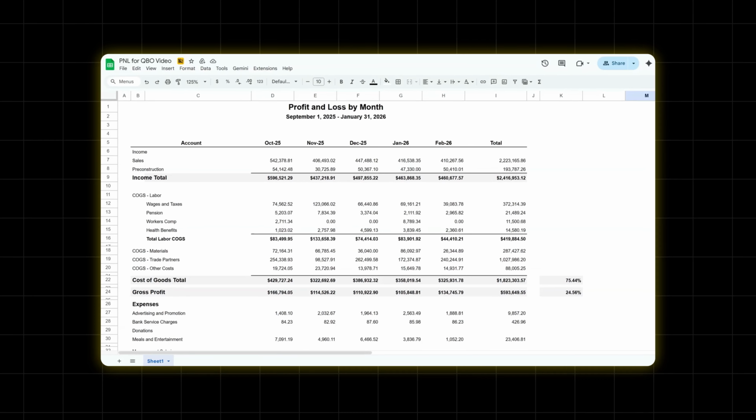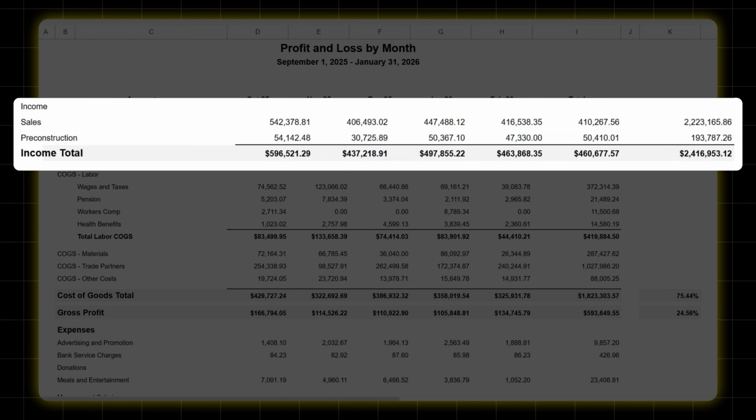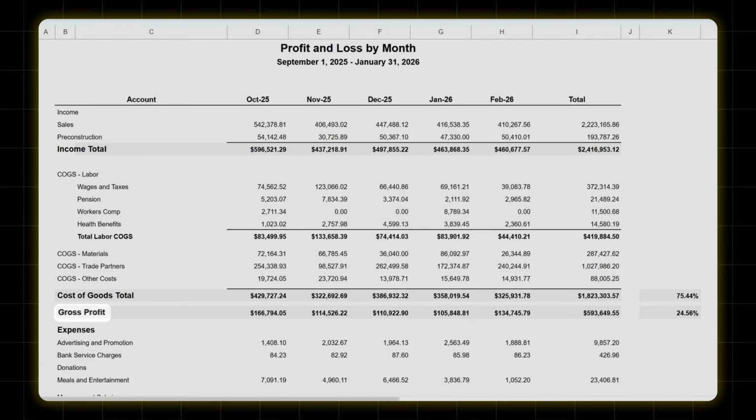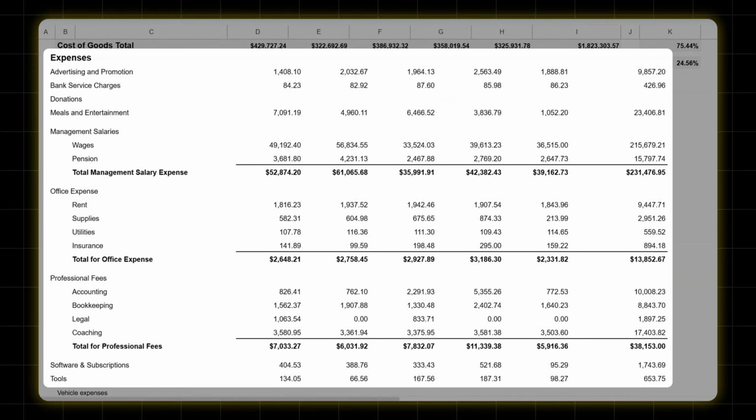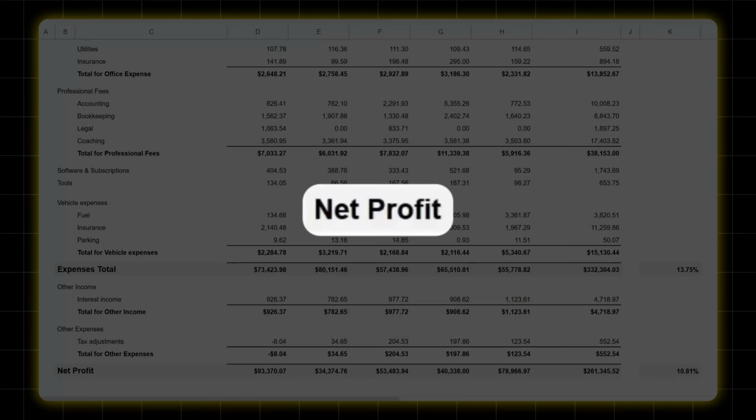So let's start by breaking down the 5 sections of the P&L. Income is what comes into your business from all construction activities. Cost of goods sold are the direct cost to perform the work. Gross profit is what's left after you subtract your cost of goods from your income. Overhead is all non-job related costs required to run the business. And net profit is the bottom line after everything and everyone's been paid.